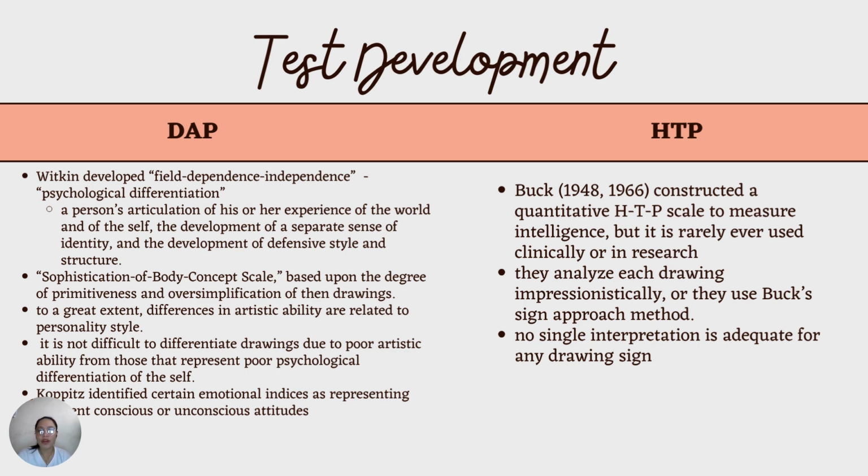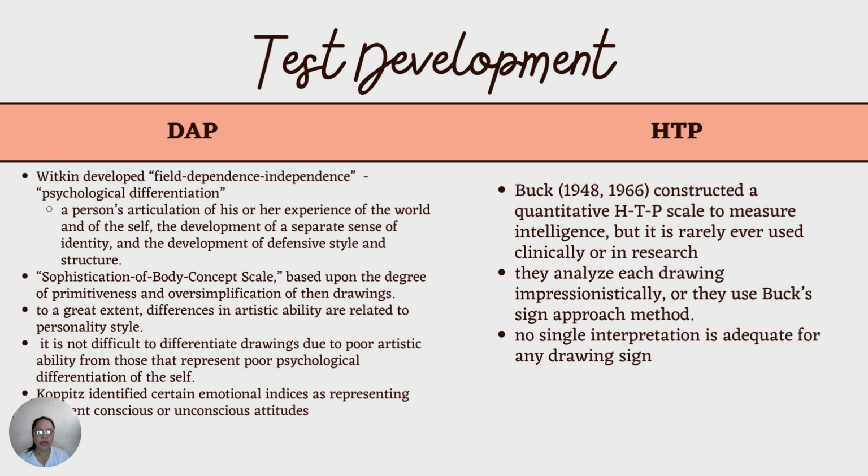Witkin, moreover, developed a global scale derived from Machover's work, called the Sophistication of Body Concept Scale. It was based upon the degree of primitiveness and oversimplification of the drawing, such as circles or ovals for bodies, or stick figures, omission and distortion of body parts, and the lack of sexual differentiation of the drawing.